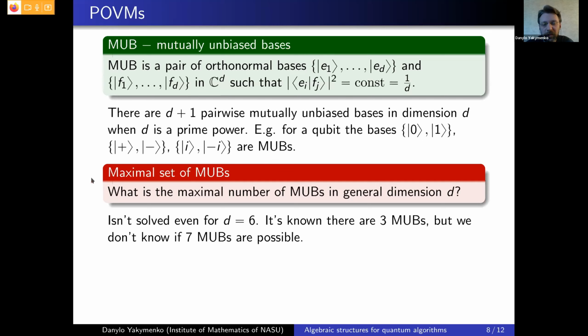But there is another interesting open question in quantum information. What is actually the maximal number of MUBs in general dimension d? It can be more than d plus 1, but we don't know the answer. We don't even know, for d equals 6, we know that there are 3 mutually unbiased bases, but we don't know if 7 is possible or not, right?